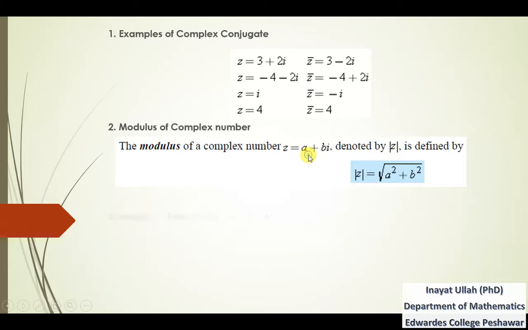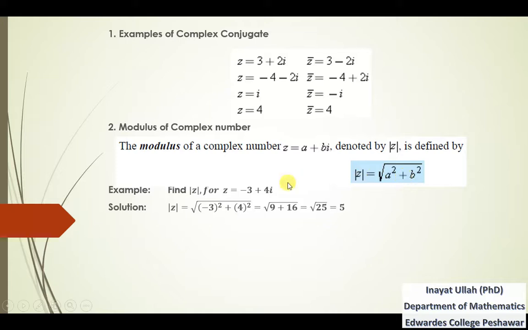The square root of the sum of the squares of real part and imaginary part is actually the modulus of the complex number. For example, we need to find the |z| for this complex number z. So the modulus of this complex number z is the square root of the square of minus 3 plus the square of 4. We don't write iota here, remember that. Don't write iota here. You see here, this is only b, not b iota. So that is 4 square. Minus 3 square is 9 and 4 square is 16, that is 25, so that is 5. So that is how we could find the modulus of a complex number.